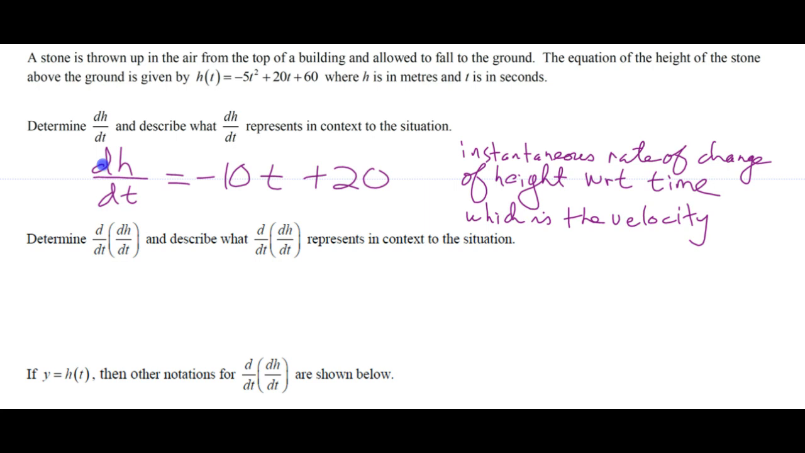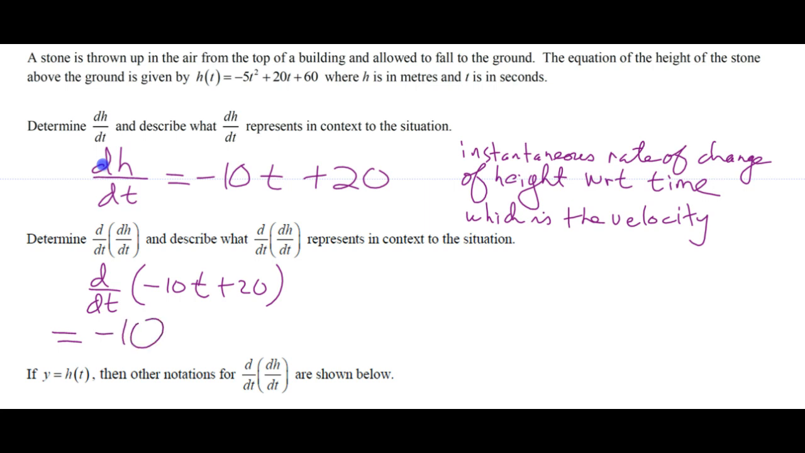Determine d/dt of dh/dt. So in other words, we're going to take the derivative of the derivative, right? So we're doing d/dt of -10t + 20, which is -10.